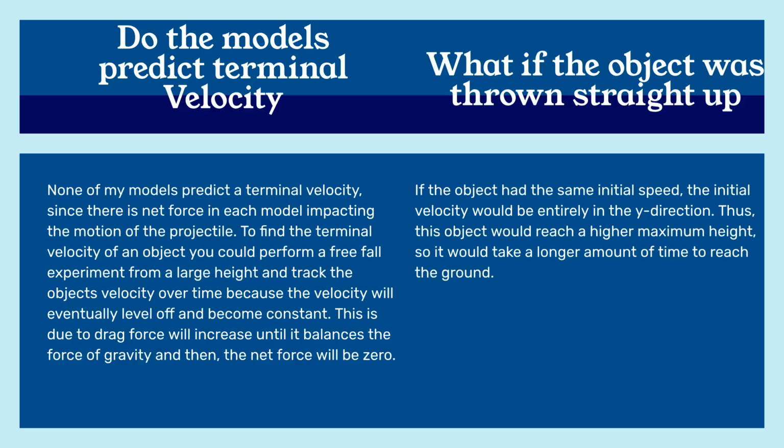So what if the object was thrown straight up? If the object had the same initial speed, the initial velocity would be entirely in the y direction. Thus, this object would reach a higher maximum height, so it would take a longer amount of time to reach the ground.